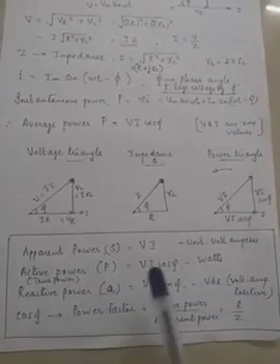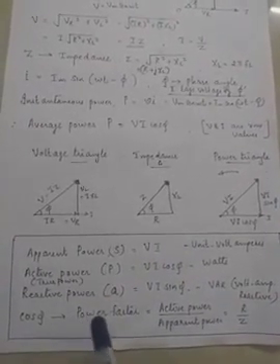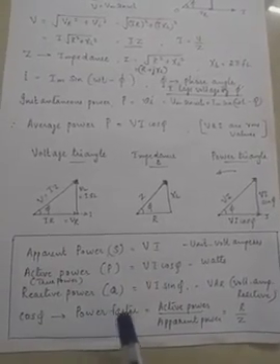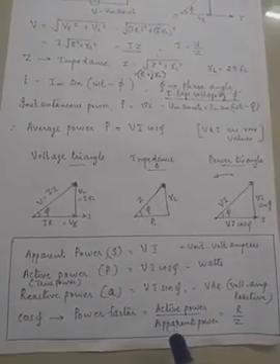Here another important term is cos phi. We call cos phi the power factor, which is equal to active power divided by apparent power, that is VI cos phi divided by VI.